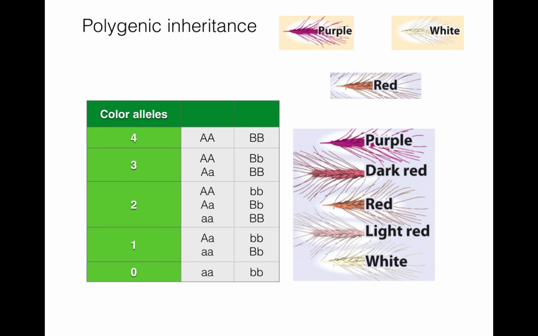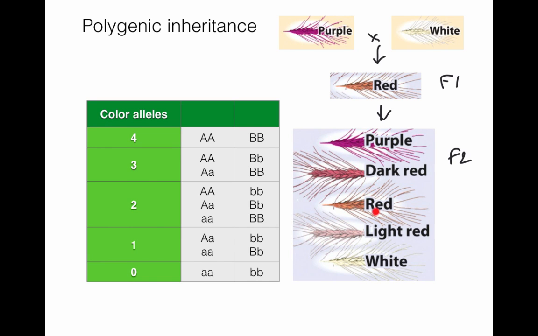If you take inbred parents that breed pure for these two characteristics, and you cross these two and derive an F1, you find that the F1 is intermediate. It has a color which is halfway between the two parents, a red. If we then take the F1, self it, and derive F2s, the F2s fit ideally into 5 classes.